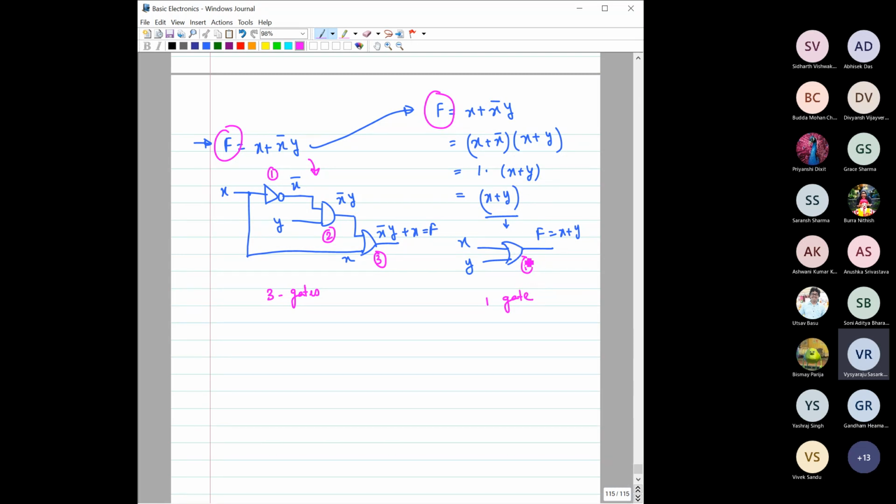When you do that, for every gate there will be some power consumption, so you reduce the power consumption. For every gate there will also be some delay, right? When you give some input, the output will not come immediately. There will be some delay, right?